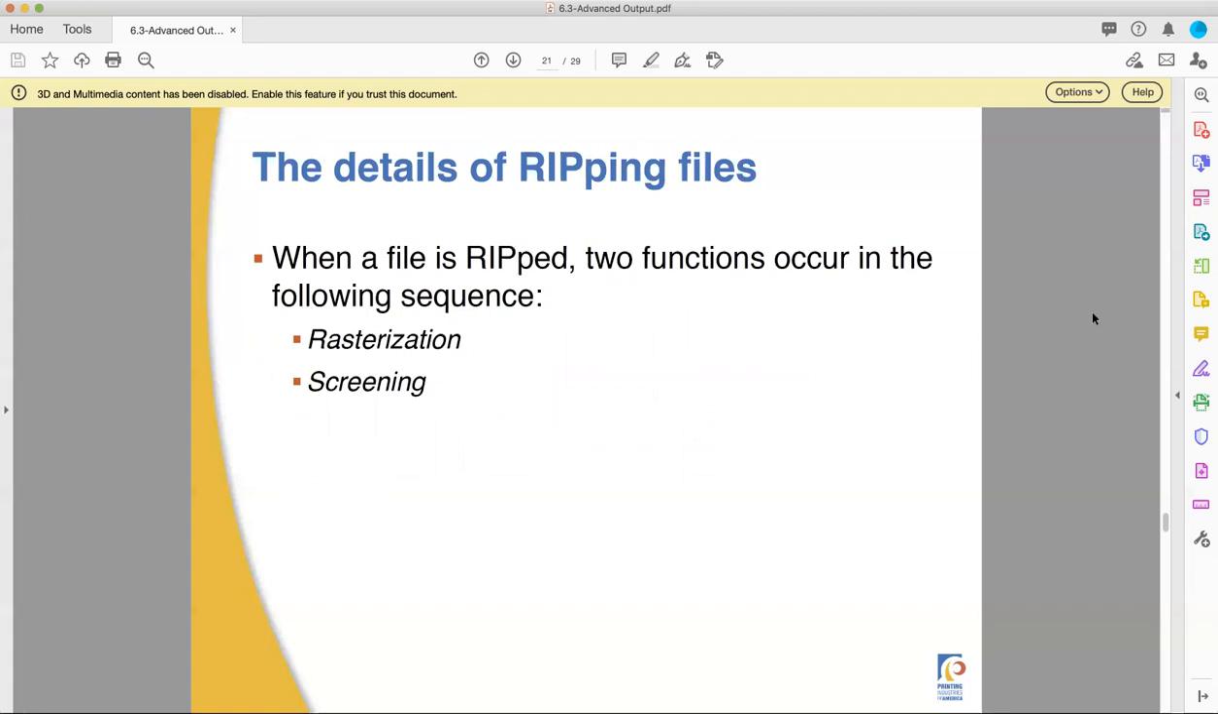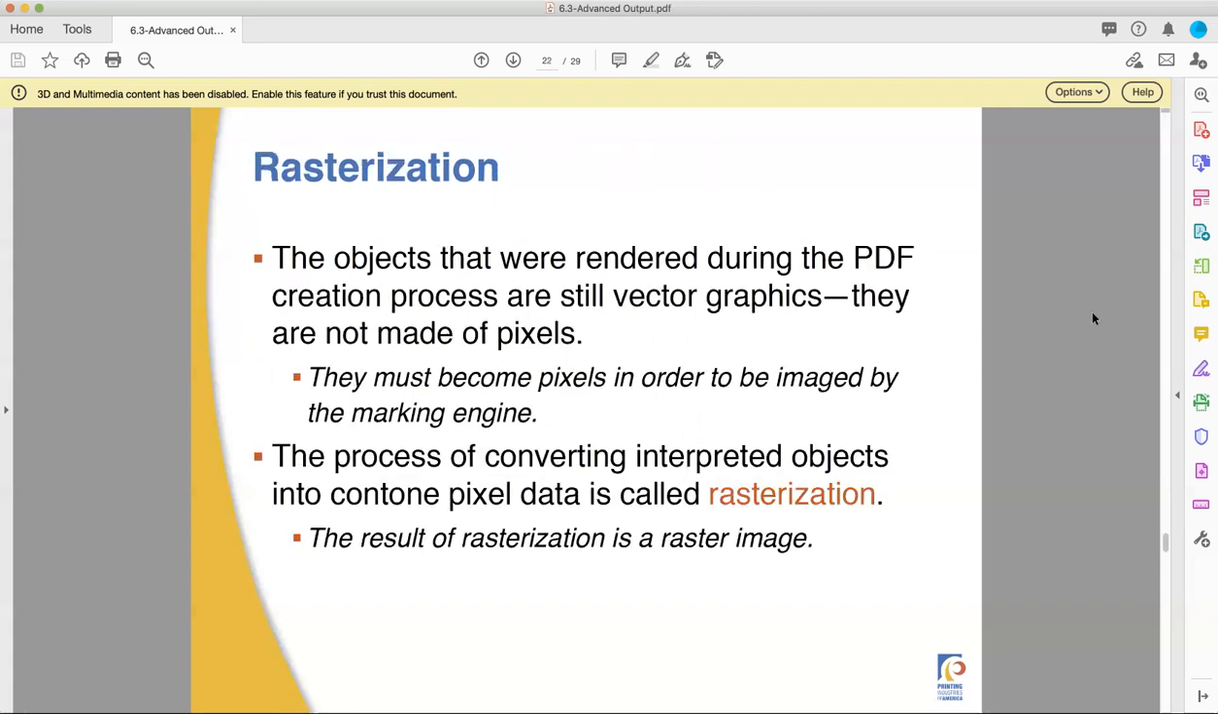First, when you rip a file, two things happen. First, it rasterizes, then it screens. Rasterization is taking everything in the PDF, every little bit, every graphic, every picture, every effect, every piece of text, and converting it into pixels. That's called rasterization. A raster image is an image that's been completely converted to pixels for output.